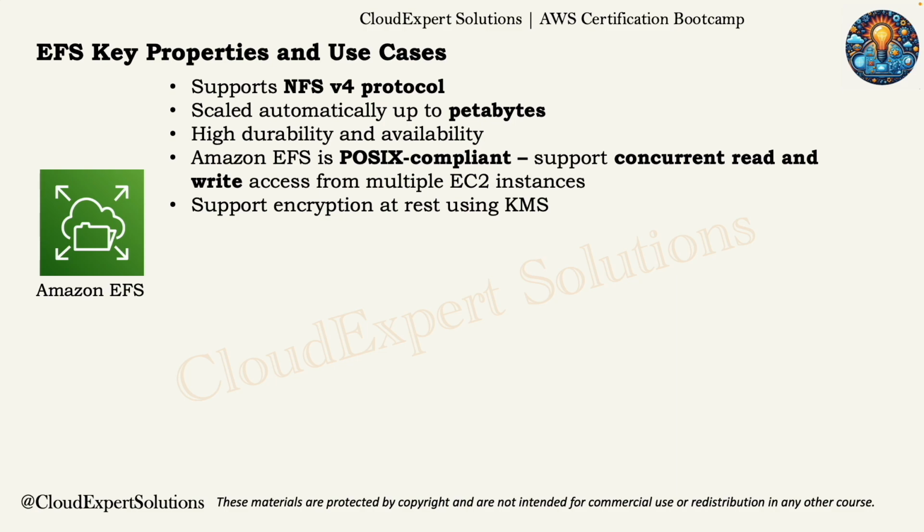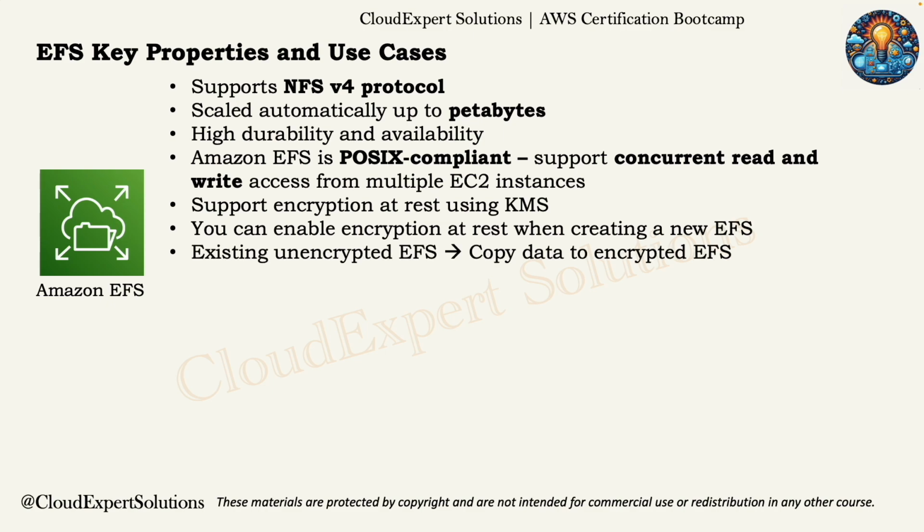Amazon EFS supports encryption at rest using KMS, and you can enable encryption at rest only when you are creating a new EFS. If you have an existing EFS which is unencrypted, to encrypt the data, you can create a new encrypted EFS and then copy the data from the unencrypted EFS to the encrypted EFS. This is the way to encrypt any existing unencrypted EFS system. Please remember, you cannot enable encryption for an existing EFS file system.